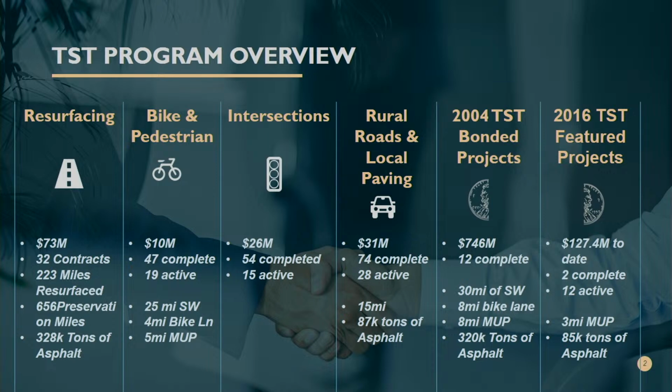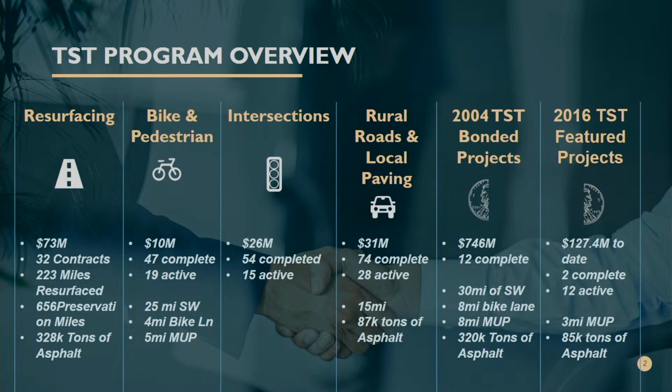In total, 492,000 tons of asphalt. If we were to break that down by truck or load of asphalt, that would be about 31,000 trucks. If we could line those up bumper to bumper from downtown Charleston all the way to downtown Columbia full of asphalt, that's how much asphalt has been put down as part of your program.